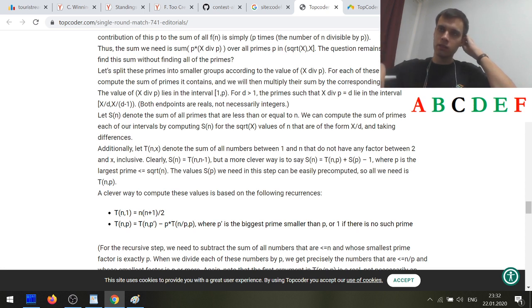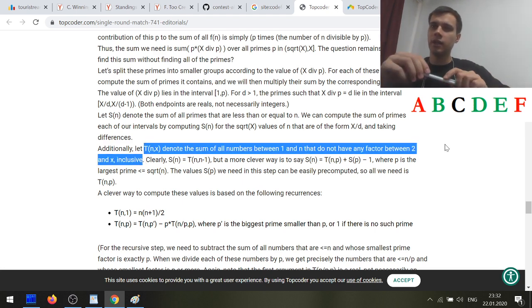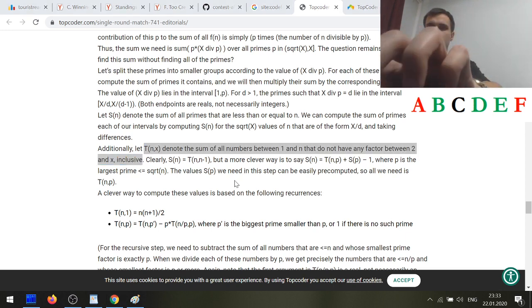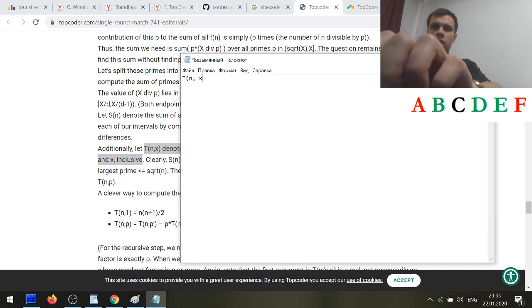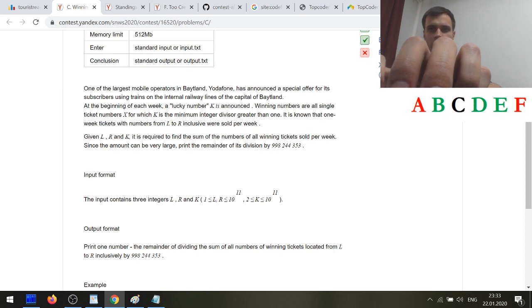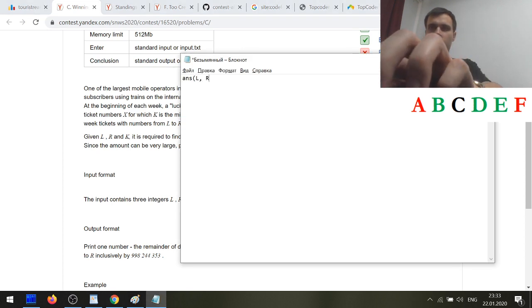Okay, so I guess that this is exactly what we need. Well, basically not, but consider this definition. We have T(n, x), the sum of all numbers between 1 and n that don't have any factor between 2 and x. In this case, the answer to our problem is... so we are given n and k. Well, we aren't given r and k, but obviously the answer for (l, r, k) is equal to the answer for (1, r, k) minus the answer for (1, l-1, k), okay?